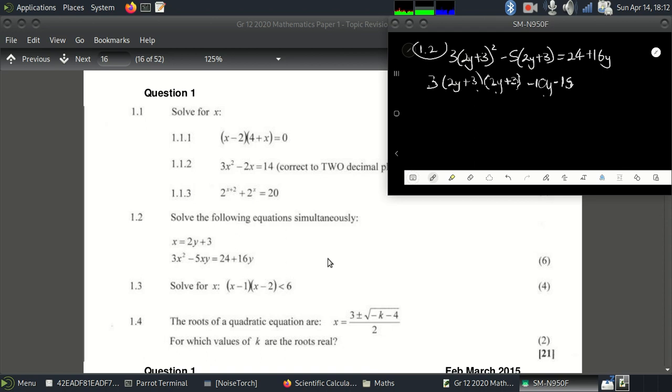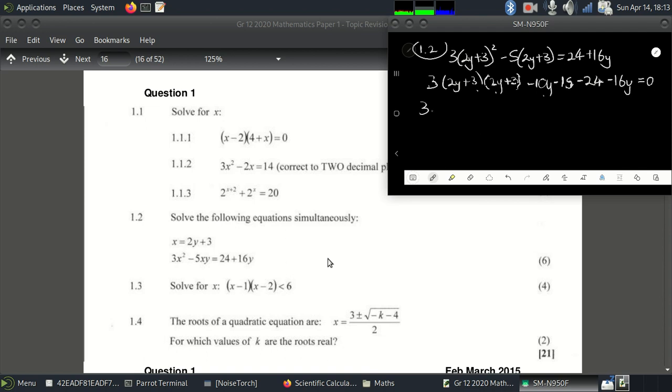Okay, now this might seem like it's a lot. Let's also transpose this side. So we'll have a minus 24, right? Because I'm changing the sign. And a minus 16y, and this is all equal to 0. Okay, enough. Then let's expand this bracket that we have there.